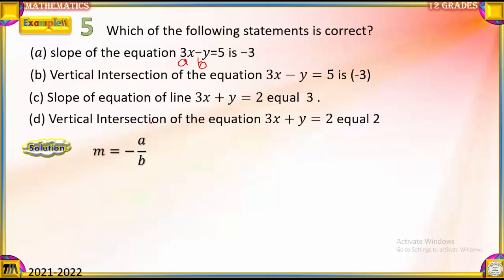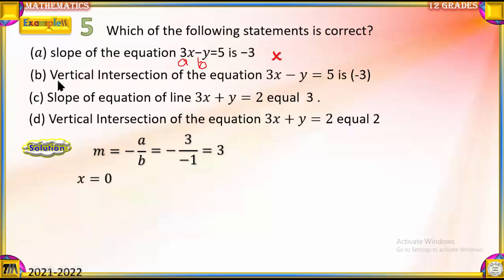Then, replacing: m equals minus a over b, a is 3, b is minus 1. Minus times minus is plus. 3 divided by 1 is equal to 3. Then the slope of this equation is 3, not minus 3. That means this is not correct.